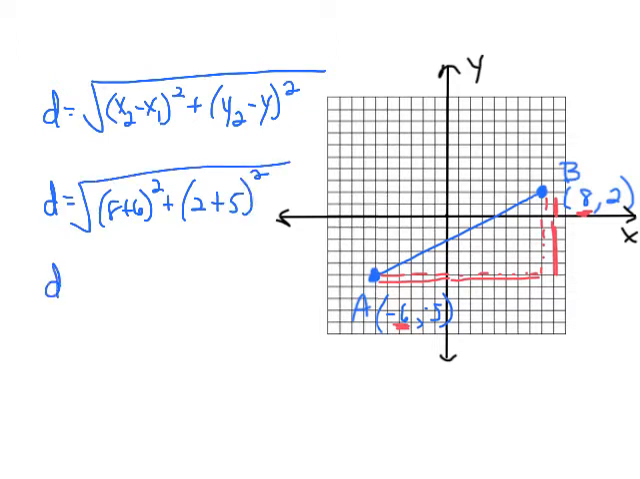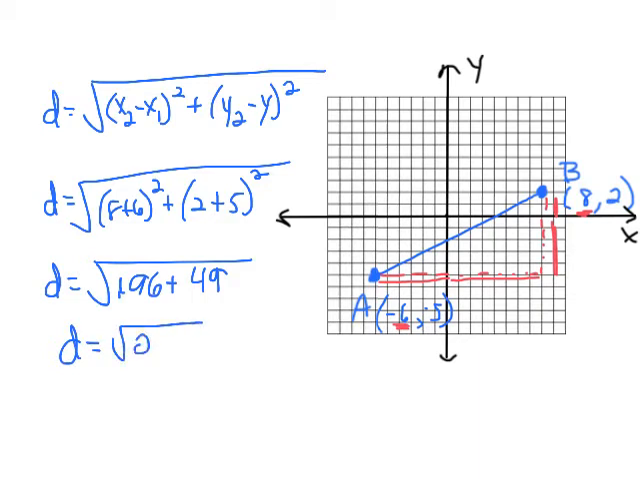So we'll get some big numbers in there. 8 and 6 is 14, and 2 and 5 is 7. If I square it, 14 squared is 196. And 7 squared is 49. So when I combine those, D is radical 245.